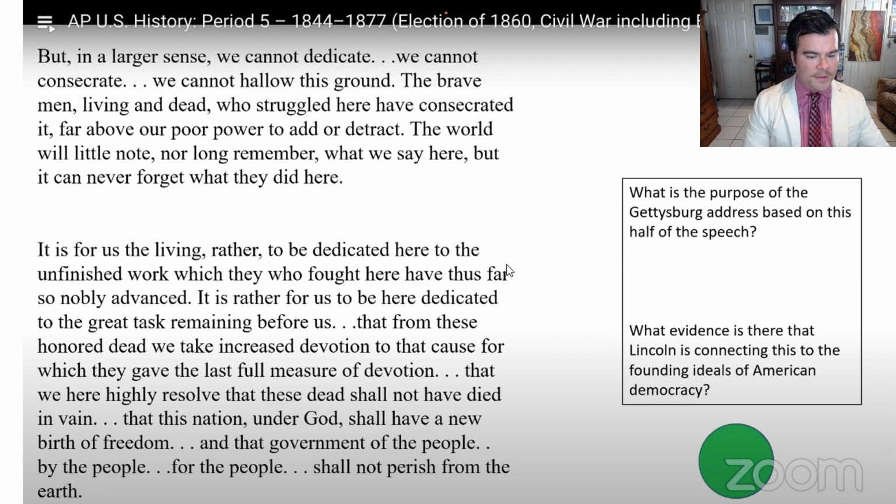So that democracy will survive, right? That under this intense fighting, there is not a dissolution of the Union, right? That the government that works for the people will continue to survive. Okay, it won't be torn apart by violence.